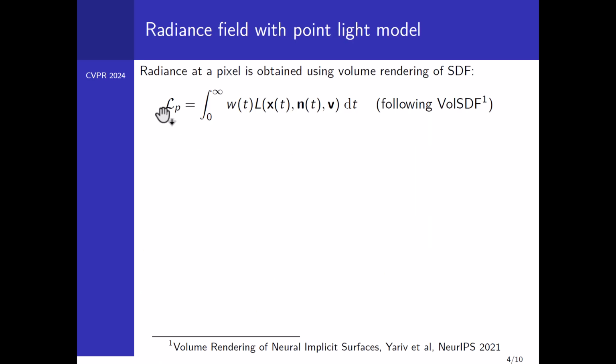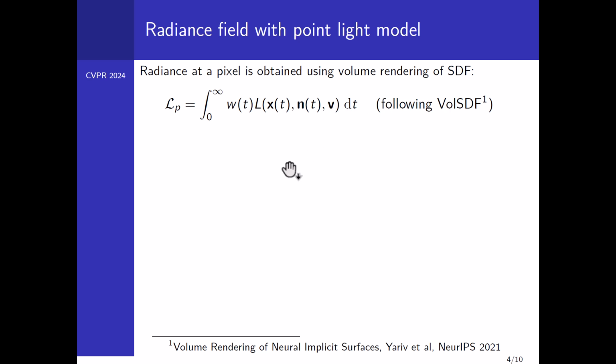We express the radiance at a pixel p using volume rendering of a signed distance field as introduced in the framework VolSDF. This is exactly the same as in NeRF. However, instead of using a neural density field for the geometry, they make use of a neural signed distance field, which greatly improves the geometric quality. Also, instead of making use of an MLP in order to represent the radiance, we make use of the classical rendering equation, which allows us to obtain a closed form expression.